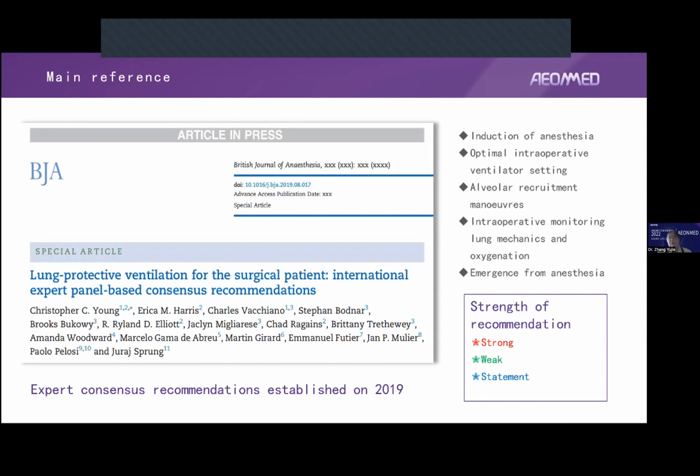It concludes strategies for 5 parts: mainly the induction of anesthesia, the optimal intraoperative ventilator setting, alveolar recruitment maneuvers, ARM, the intraoperative monitoring of lung mechanics and oxygenation, and the last part is the emergence of anesthesia. Since I also included some recommendations from other studies, I tagged all the recommendations from this paper with a star mark, and the strengths are divided into three parts: strong recommendation, weak recommendation, and the statement.